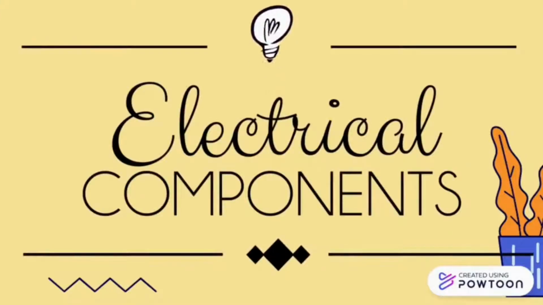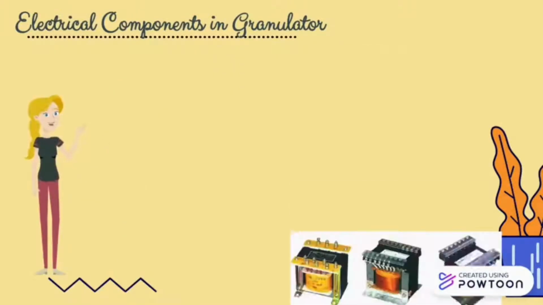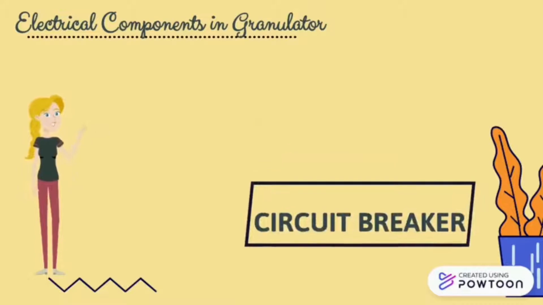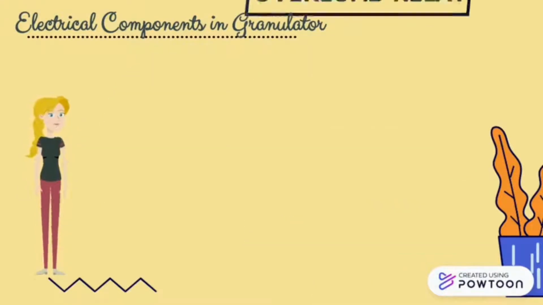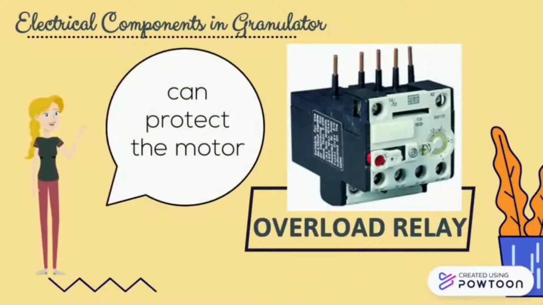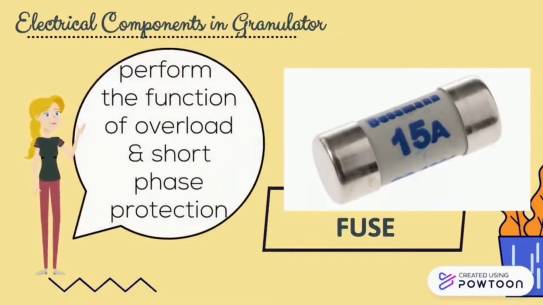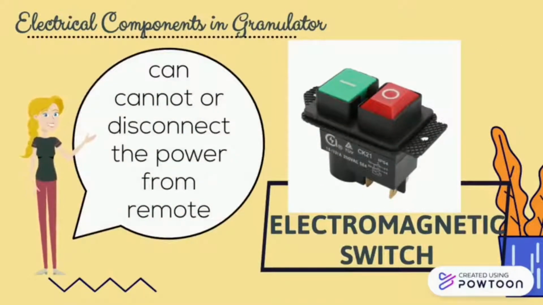Electrical components in granulator. First component is PCB reverse. Second, transformer, which provides suitable voltage for control circuit. Circuit breaker, to isolate or as short circuit protection. Next, overload relay, it can protect the motor. Fuse, it performs the function of overload and short phase protection. Then, electromagnetic switch, it can connect or disconnect the power from remote.